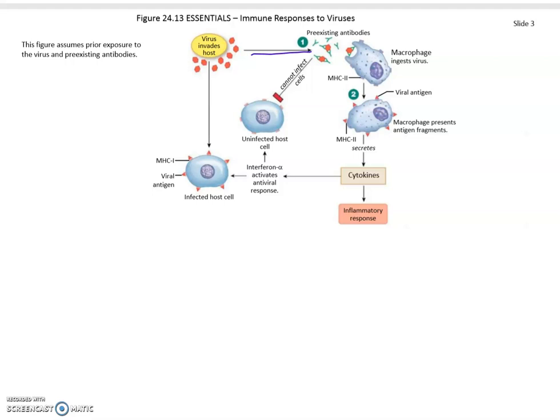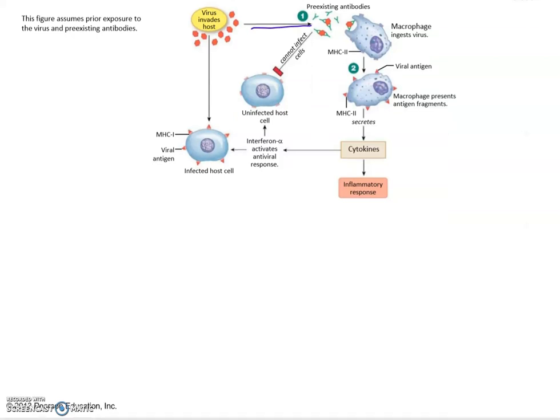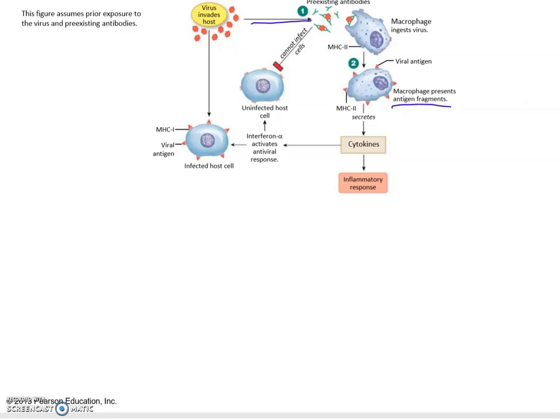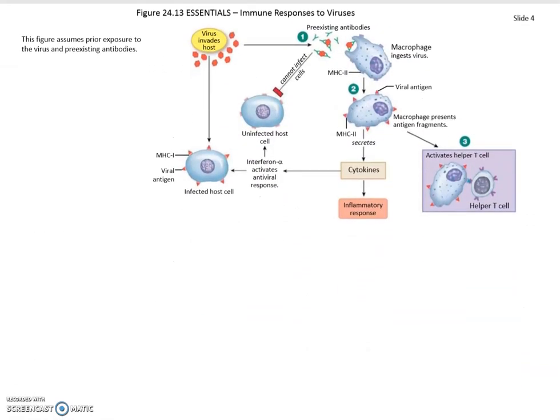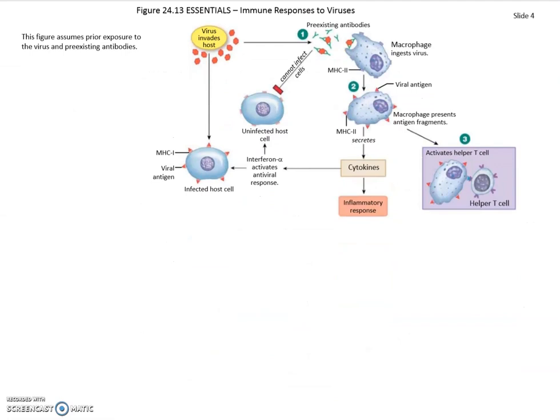So I'm going to embed that into my MHC class 2 complex. And then here, the macrophage now becomes an antigen-presenting cell, starts secreting some cytokines that lead to inflammatory responses, also antiviral responses via interferon alpha. Those antiviral responses are communicated via the interferon alpha to both uninfected host cells and the infected host cells, which is interesting.